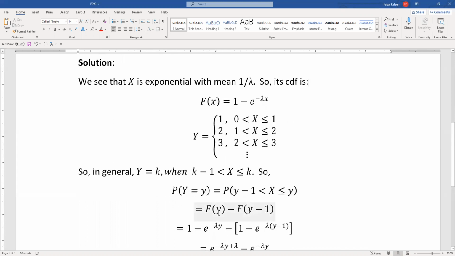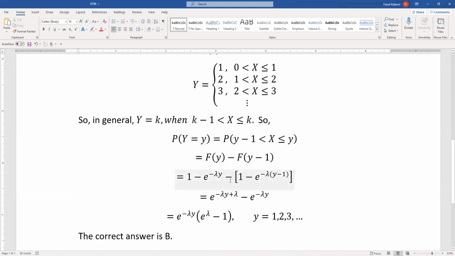So that means capital F of y minus capital F of y minus 1. It's a lot easier to use the CDF as always whenever we can. And F of y is just 1 minus e to the minus lambda y, and minus F of y minus 1 will be 1 minus e to the negative lambda times y minus 1. So when you distribute this negative, the ones cancel out, and this one comes out as positive.